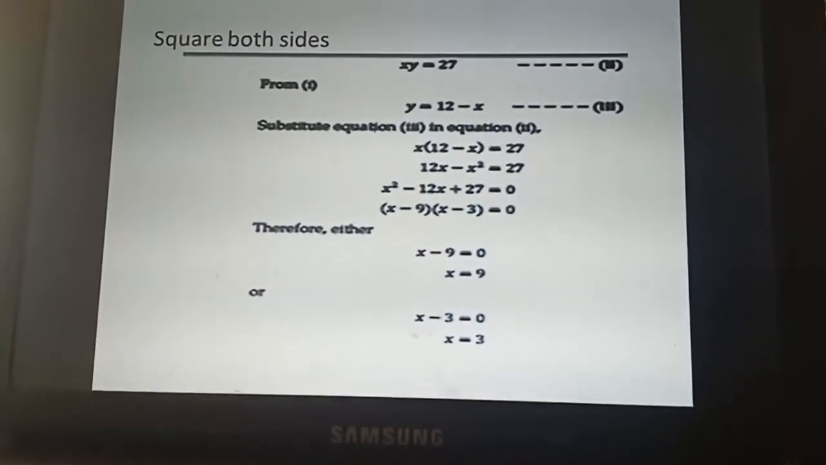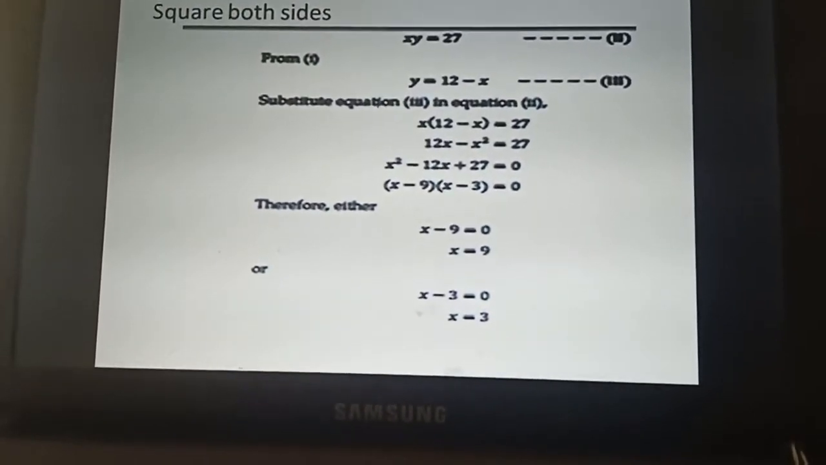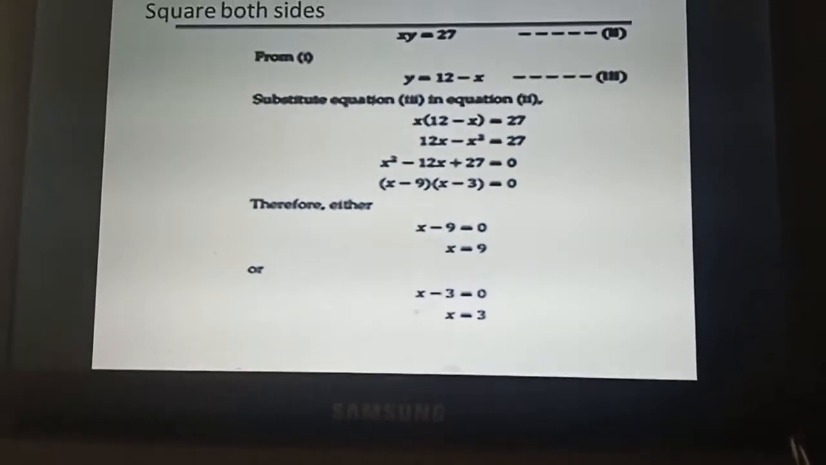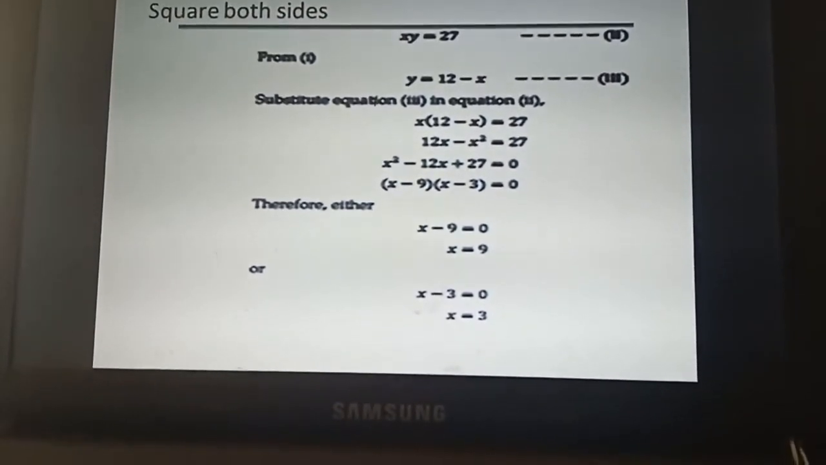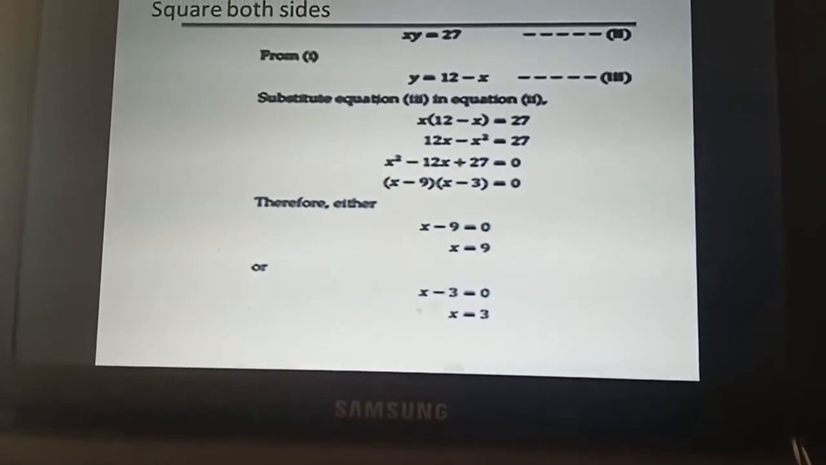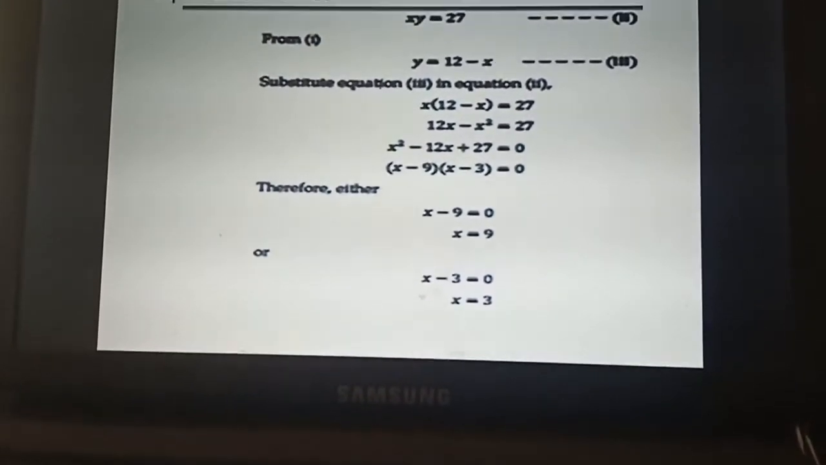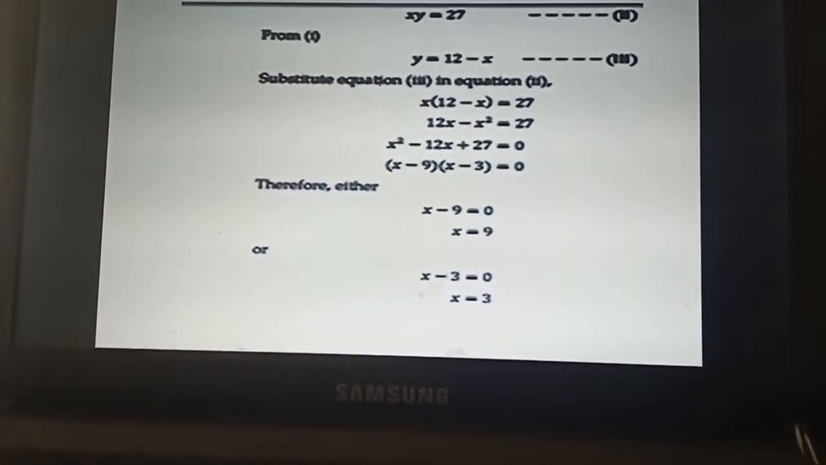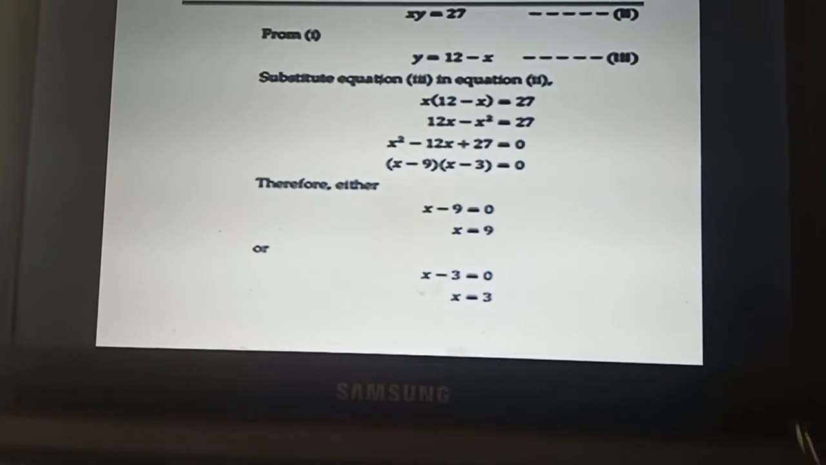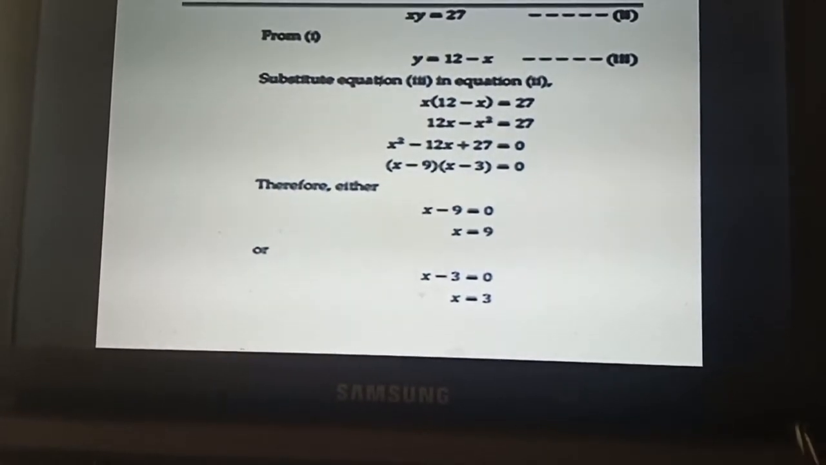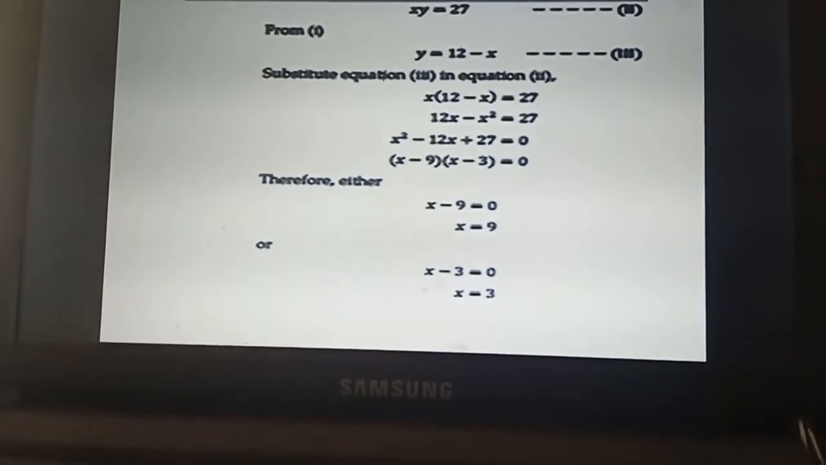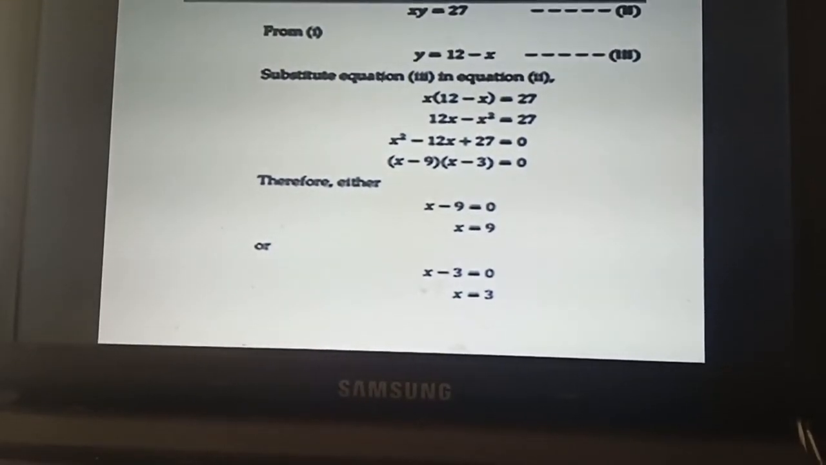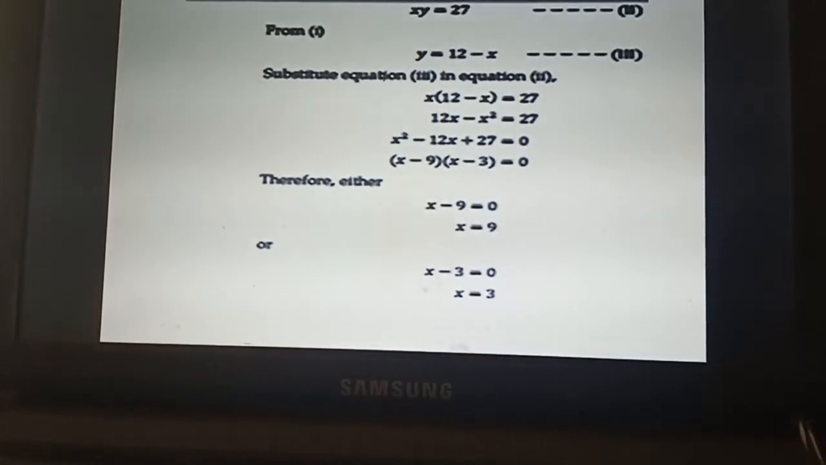We have x into 12 minus x, in brackets, is equal to 27. Then x times 12, 12x, x times x, x square, which is equal to 27. Then by collecting like terms, we have x square minus 12x plus 27, which is equal to 0. Then you should factorize. You know what is factorization? x minus 9, x minus 3. By factorization, we have this.